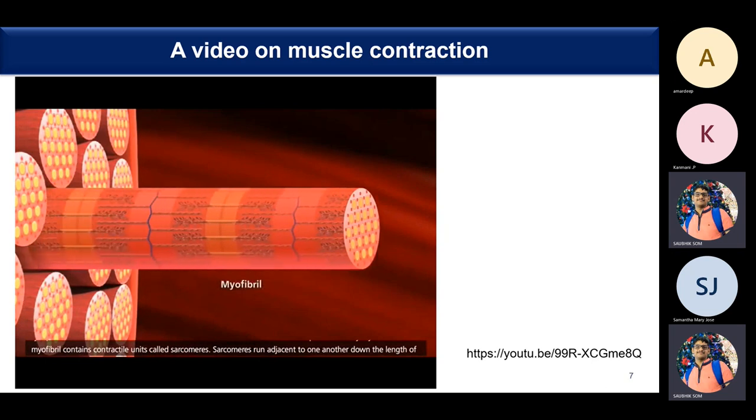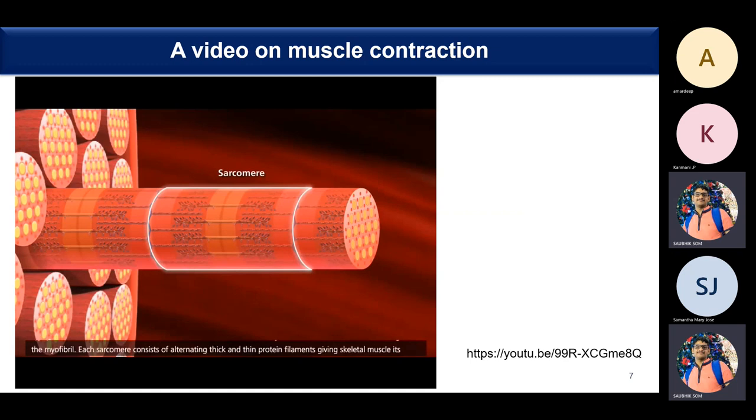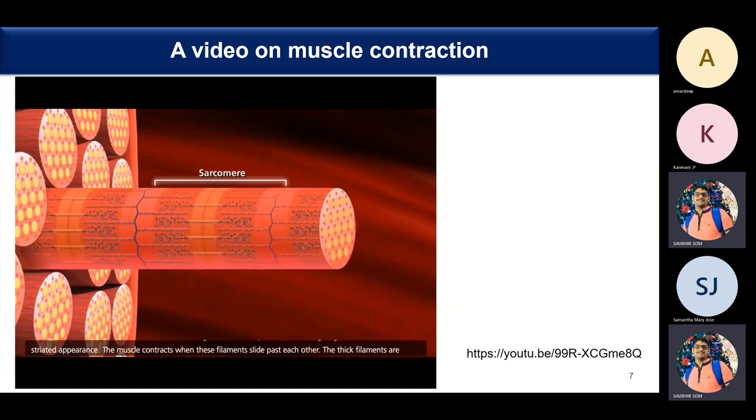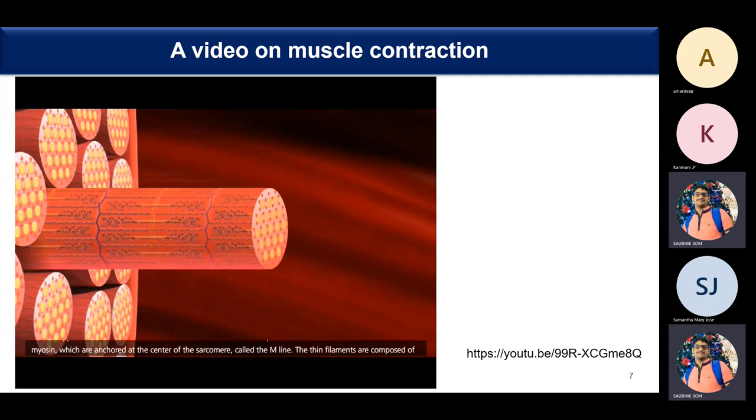A myofibril contains contractile units called sarcomeres. Sarcomeres run adjacent to one another down the length of the myofibril. Each sarcomere consists of alternating thick and thin protein filaments, giving skeletal muscle its striated appearance. The muscle contracts when these filaments slide past each other.